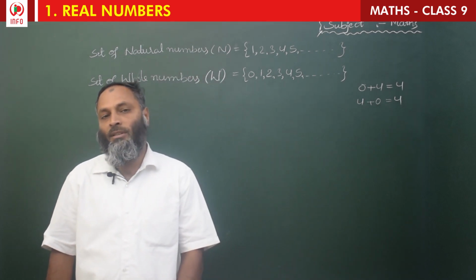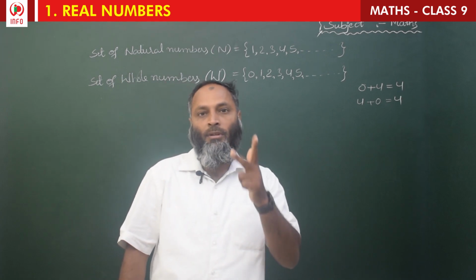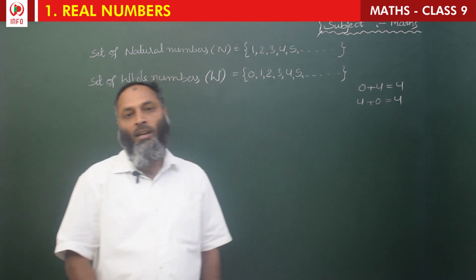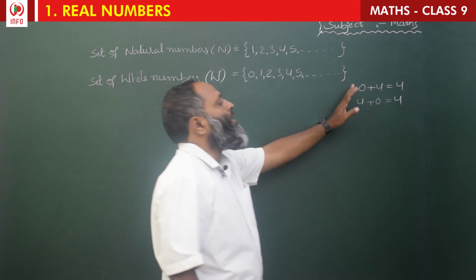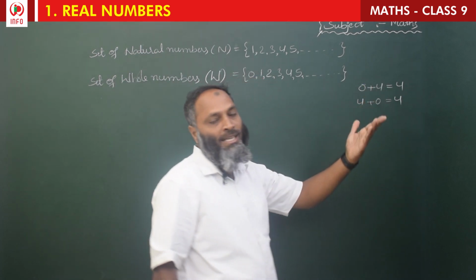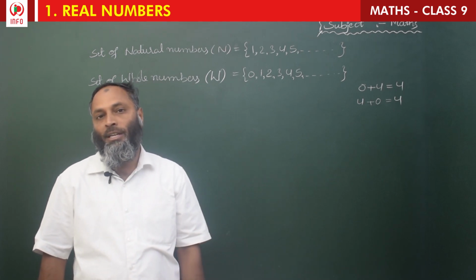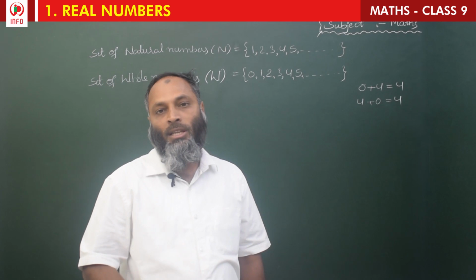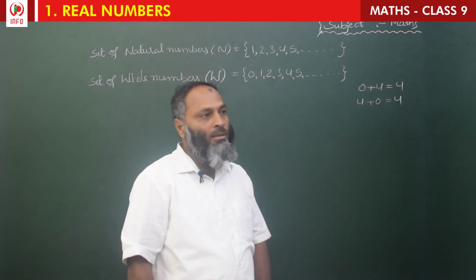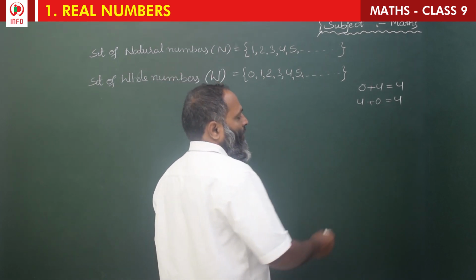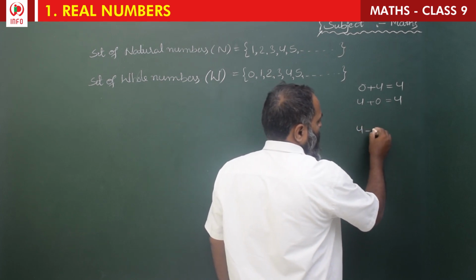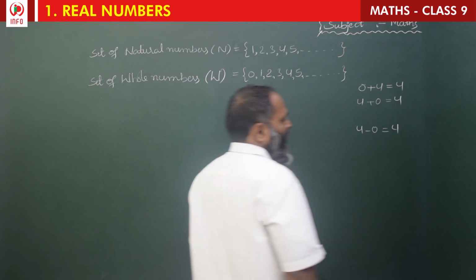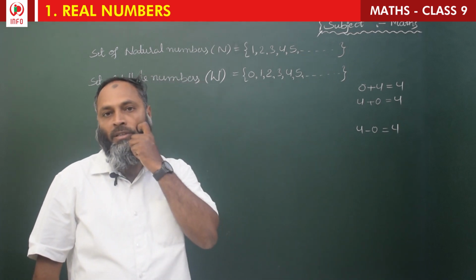All the properties we discussed: closure, commutative, associative, distributive. All these properties we discussed in our previous classes. That is why in addition, 0 plus 4, if the order changes, the answer never changes. 0 plus 4, then 4 plus 0, the answer is 4 only. Now after that, if 0 is there, how to subtract? 4 minus 0 is 4.